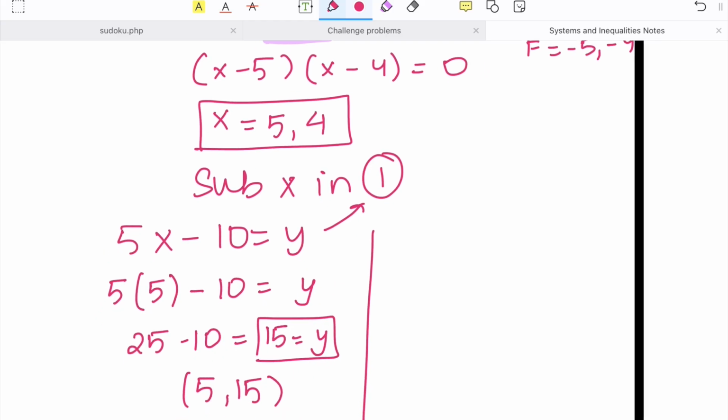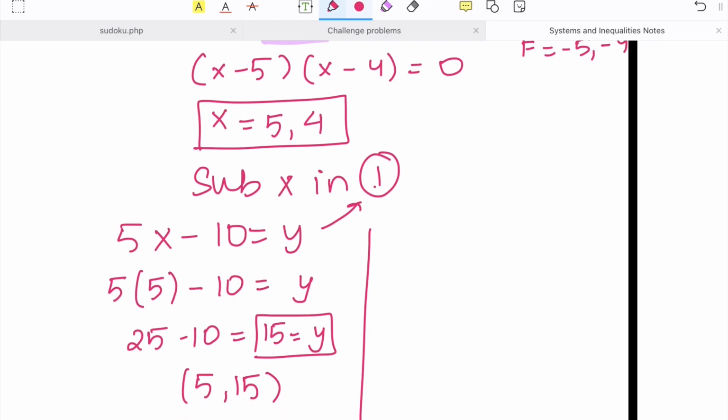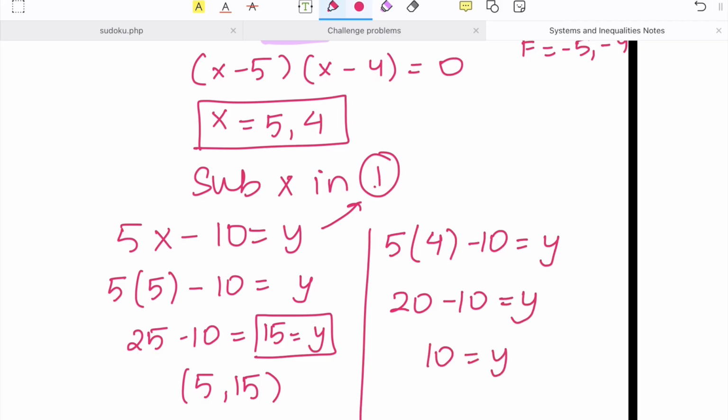For the second one, 4 is our x value. So 5 times 4 minus 10 is your y. 5 times 4 is 20 minus 10. So 20 minus 10 is 10, y. So my answer would be 4, 10.